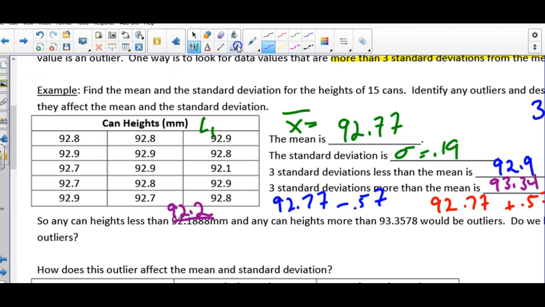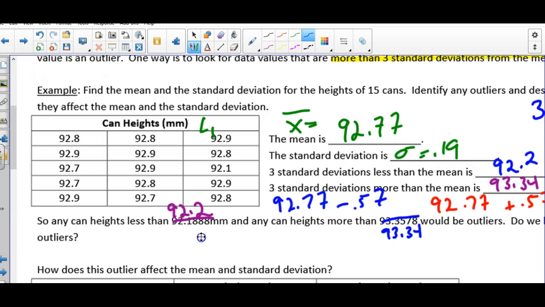Oops, I'm sorry, guys. I just realized I made a mistake over here. That should be 92.2. I don't know why I wrote 9, but 92.2. So you should have 92.2 and any can height that is more than 93.34. And again, these are exact values if we didn't round, but we rounded to 2 decimal places, so I'm going to use the values we have, 92.2 and 93.34.